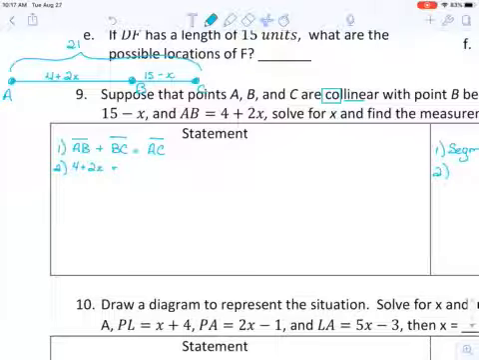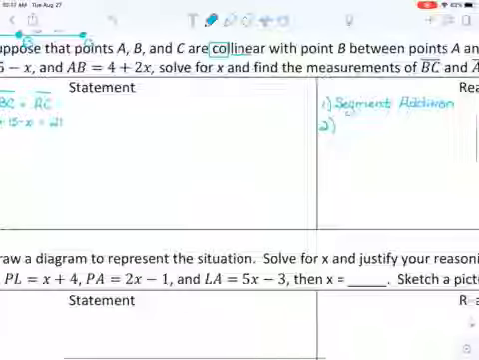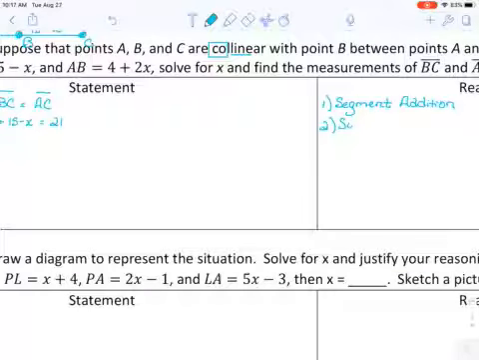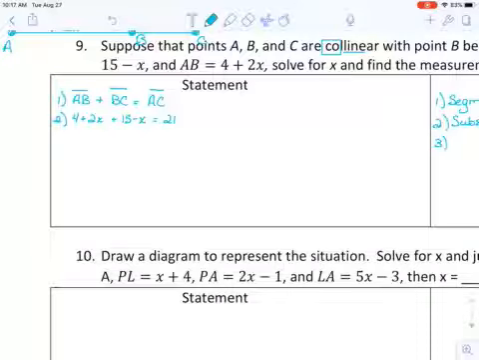I said that segment BC is 15 minus x. So I'm going to plug 15 minus x in. And I said that AC was 21, and I'm going to plug that in. The mathematical reason for plugging in is the substitution property. We just substituted in what we knew, and now we can ignore the picture.